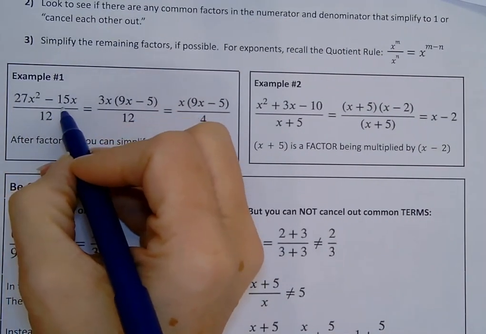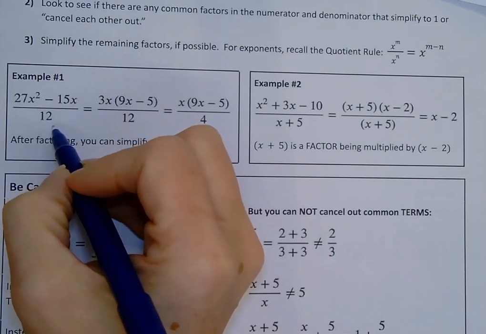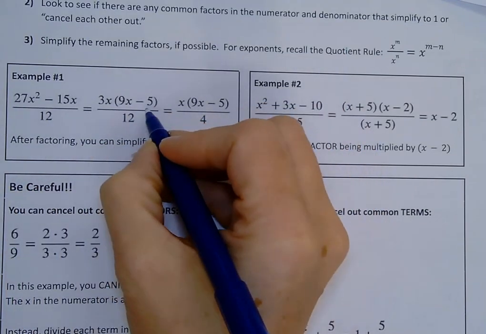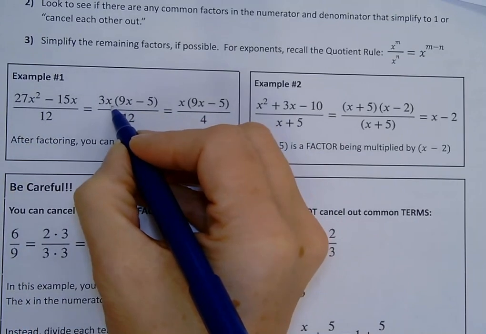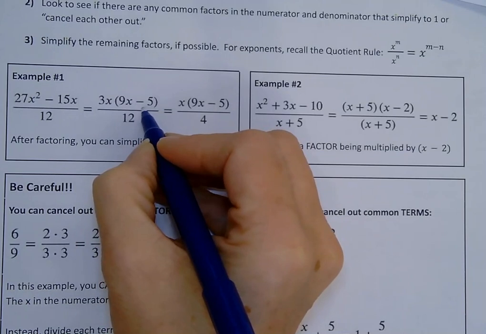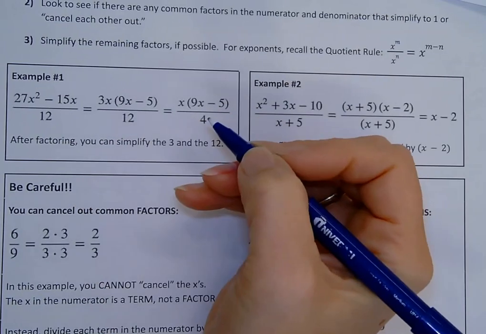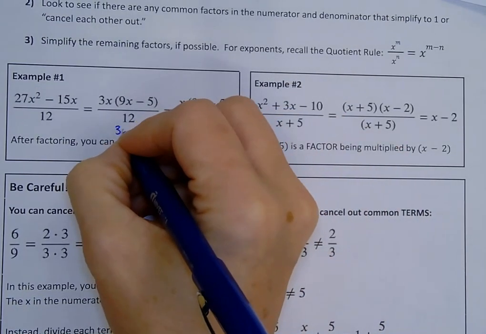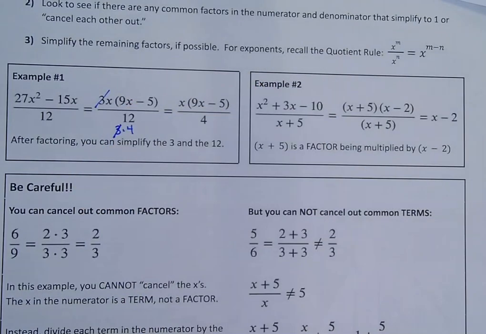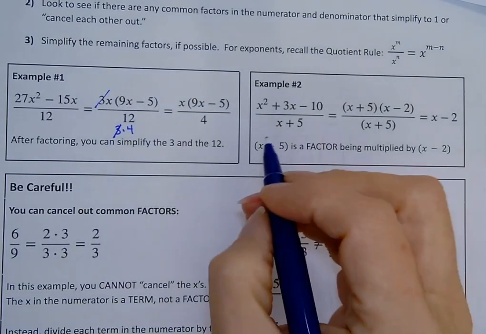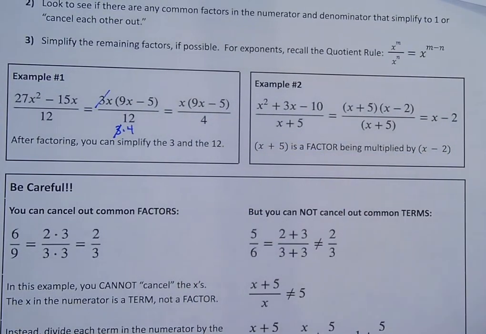If I have 27x squared minus 15x all divided by 12, so this is just dividing by a monomial, right? I'm going to factor my numerator, so I can see that I can pull out 3x from each of these terms. So I have 3x times 9x minus 5. Okay, I now see that 3 and 12 both have, you can imagine that 12 is really 3 times 4 if you really wanted to think of it that way, right? We can cancel 3 and 3. 3 divided by 3 is just 1. Okay, and so what we are left with is x times 9x minus 5 all over 4.